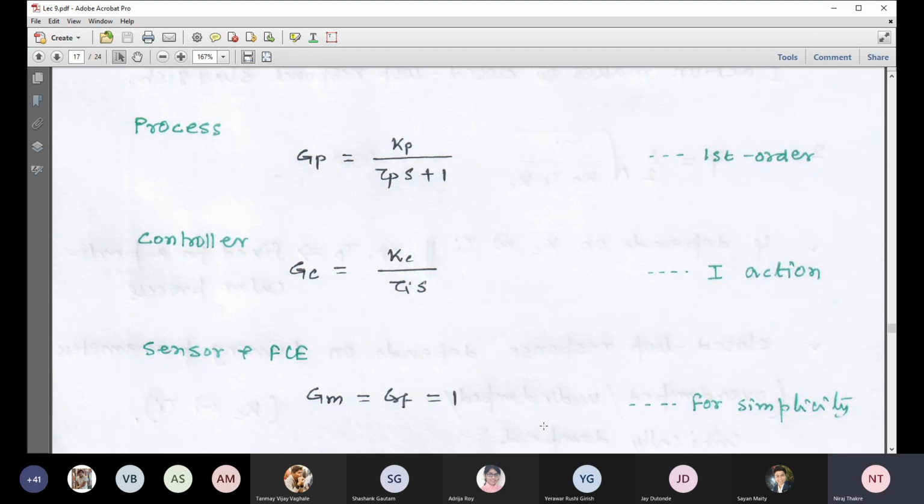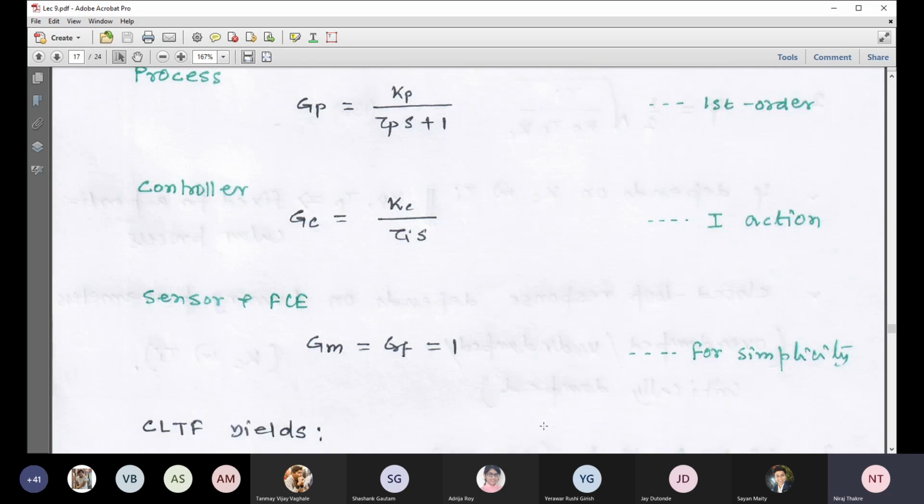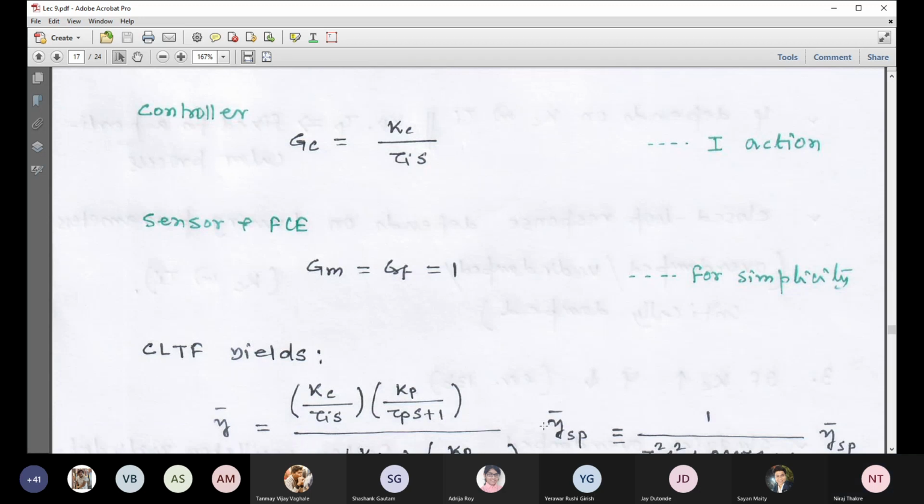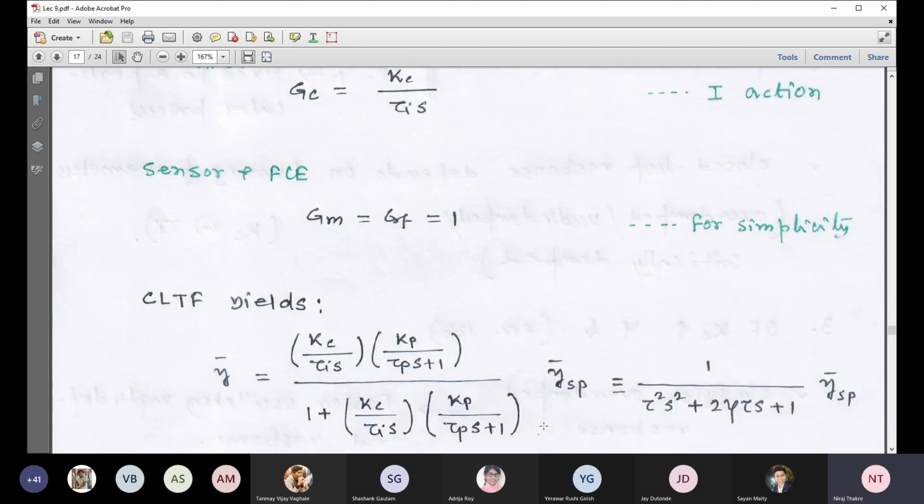Okay, we are considering a first order process. Our controller is an integral controller. And for simplicity, we are considering the sensor and final control element transfer functions equal to 1. So accordingly, we get this closed loop transfer function equation. Let me know the expression for tau and zeta. Just compare these two terms and let me know the expression for tau and zeta.